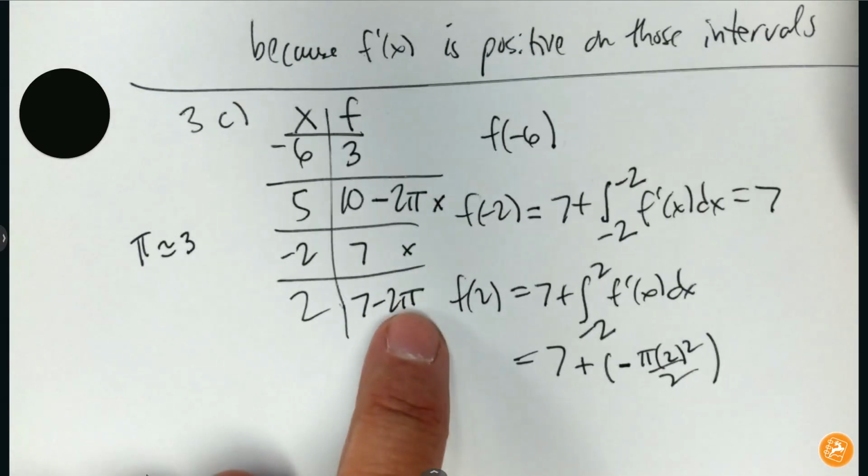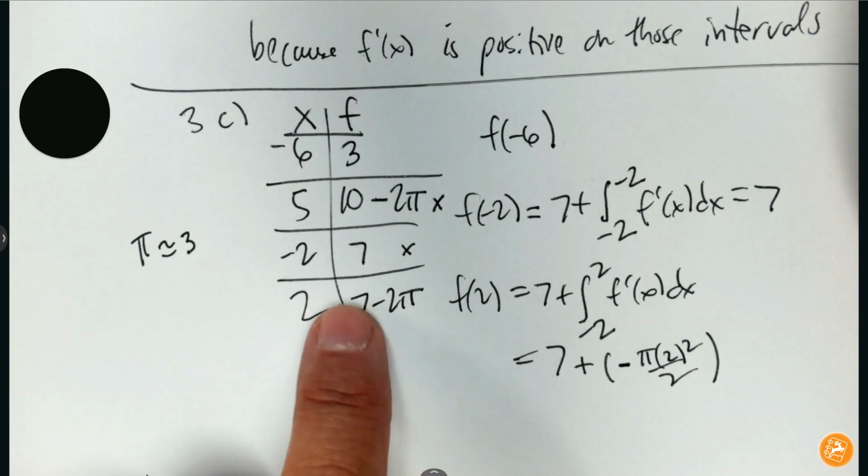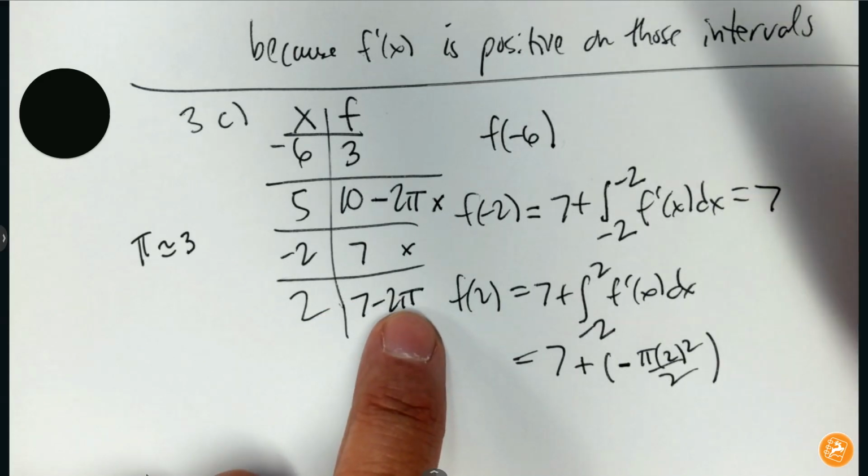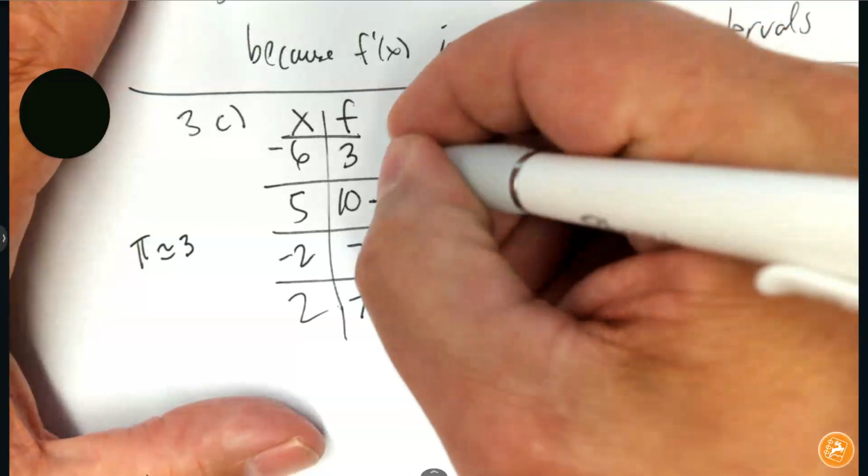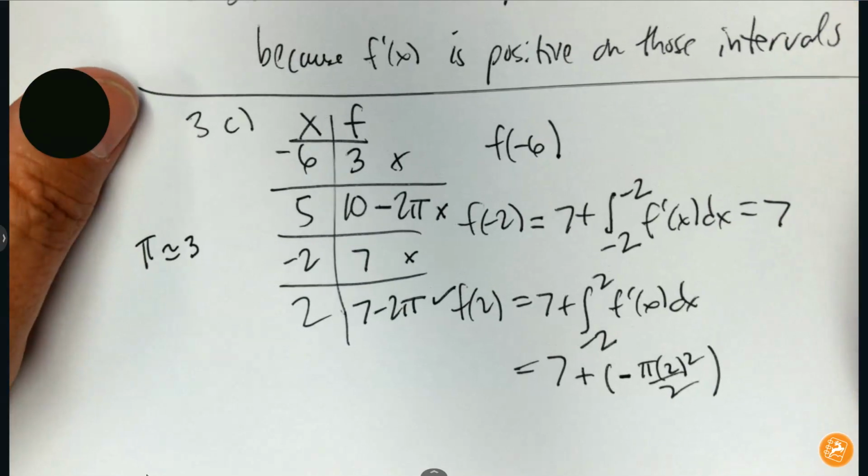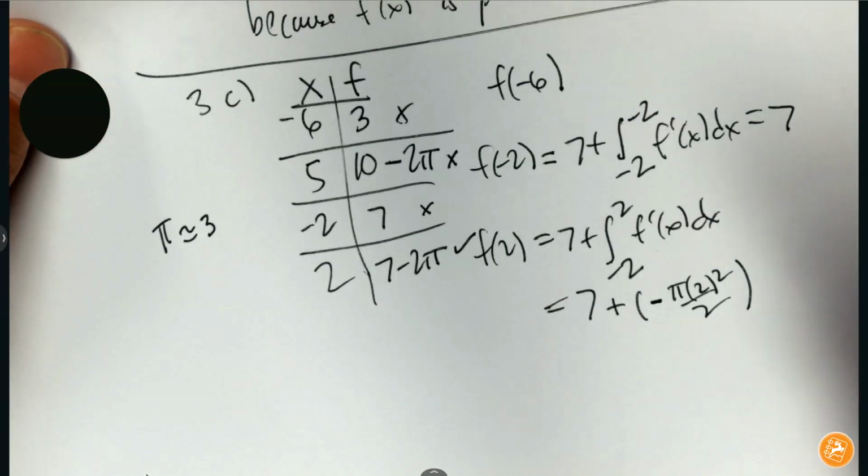Here, if I go 2 times 3, that's 6. So 7 take away 6, the answer is about 1. That answer is 3. So you can see which answer is my absolute minimum of those 4 options. And then we're going to write it down.